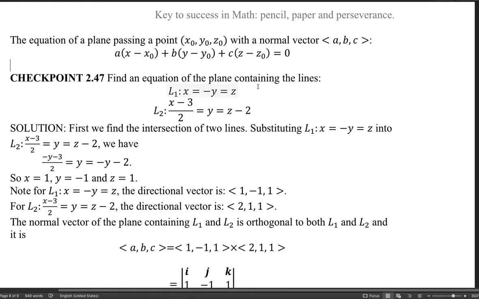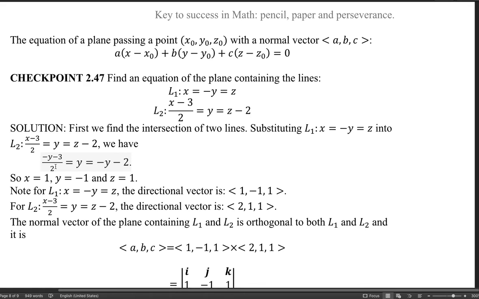So as a solution, first we try to find the intersection of those two lines. I hope it's easy to understand. Basically, what I did was put the result of equation 1, line 1, into line 2. Equation 1 simply says we have a line x equals negative y equals z. So I replaced x with negative y, and z is also negative y.